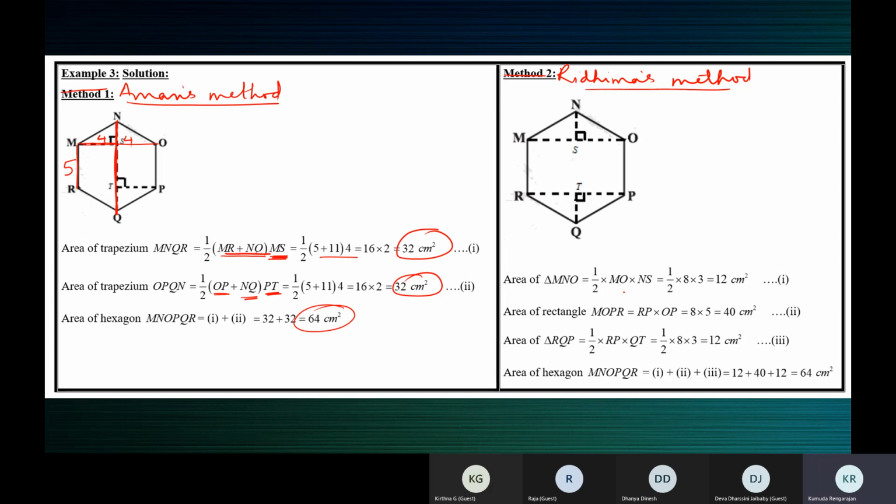And in this method, the area of the triangle is half base into height, base MO into height NS. What's this full length, children? How much is NQ? 11 centimeters, ma'am. Now look at this line segment NQ. This full thing, from here to here, is 11 centimeters. How much is this alone? 5 centimeters. What is 11 minus 5? 6, ma'am. So it should be 3 here and 3 here, right? Yes, ma'am.